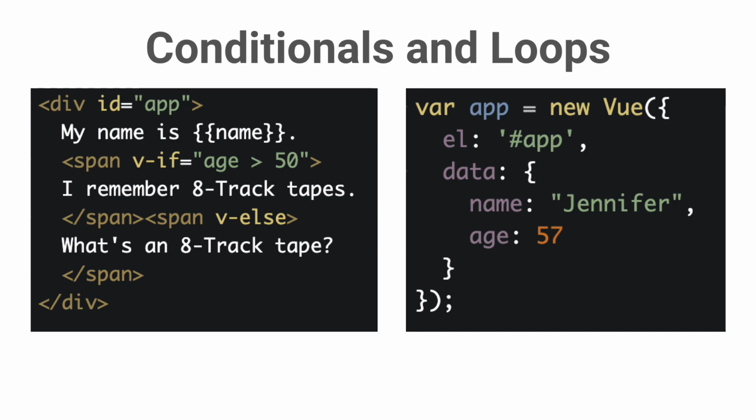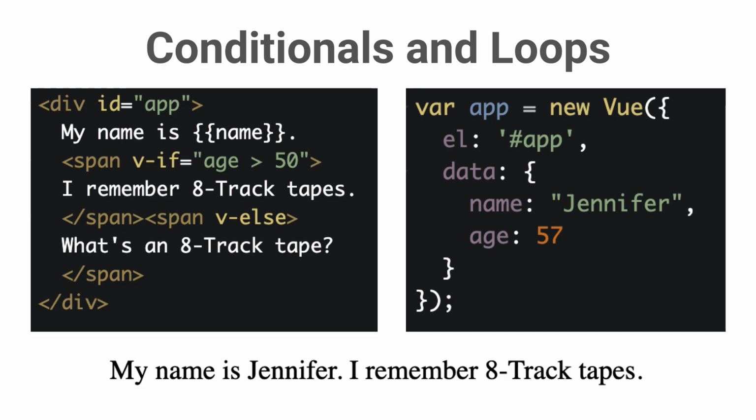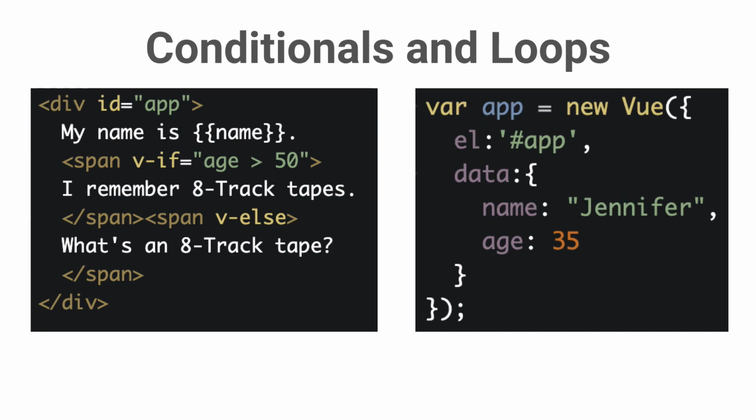It has 2 data items, name and age. The value of age is 57. Since 57 is greater than 50, this is what will be displayed to the user in the browser. Let's take the same example and change the value of age from 57 to 35. In that case, the v-if will be false and the initial text will not be displayed.